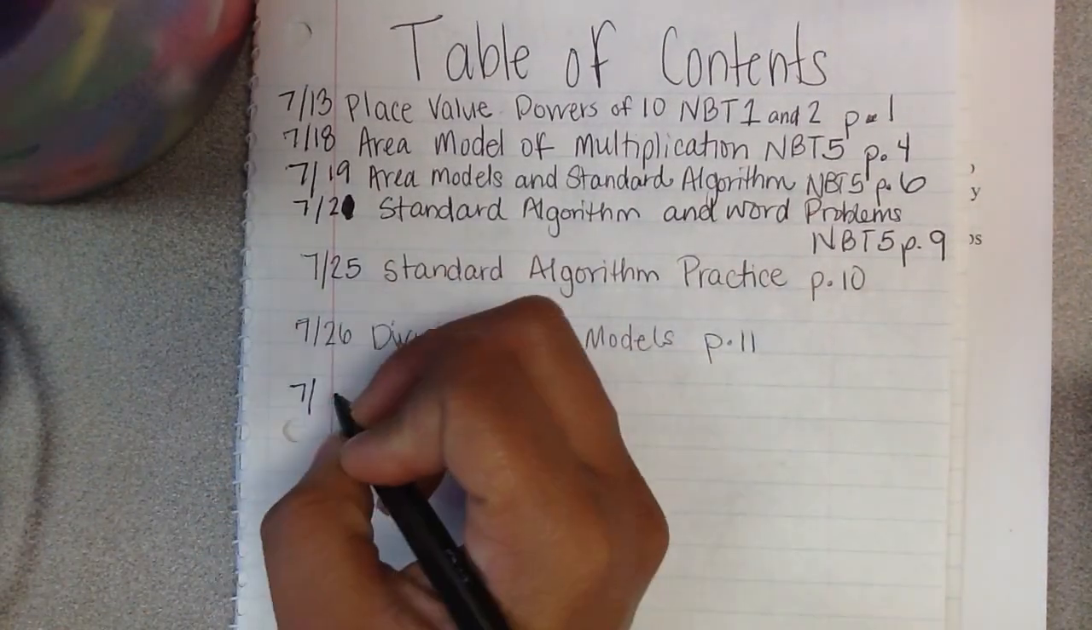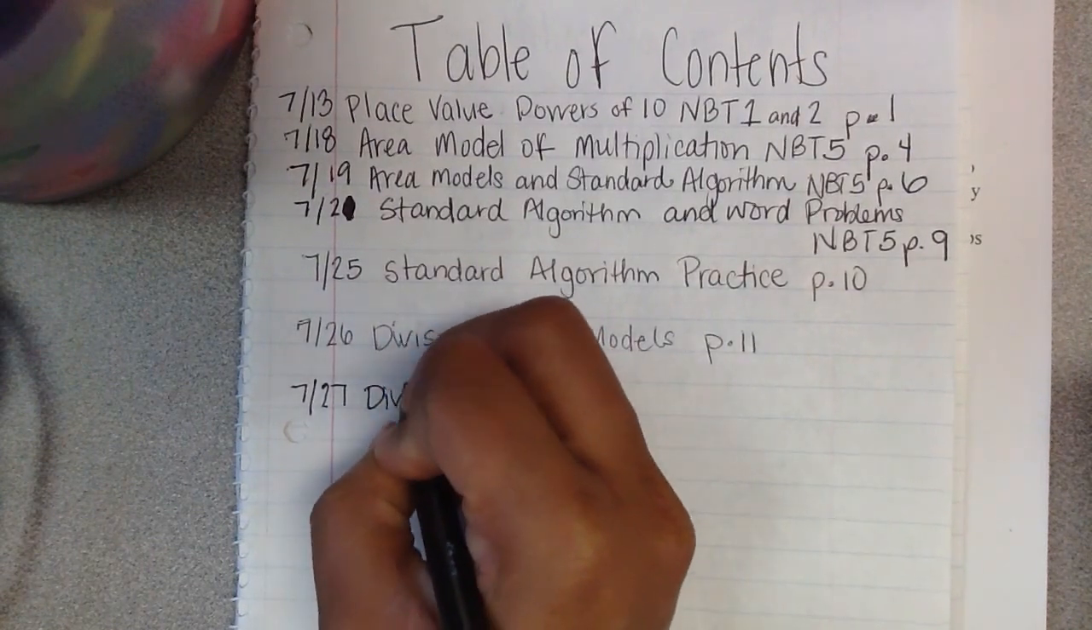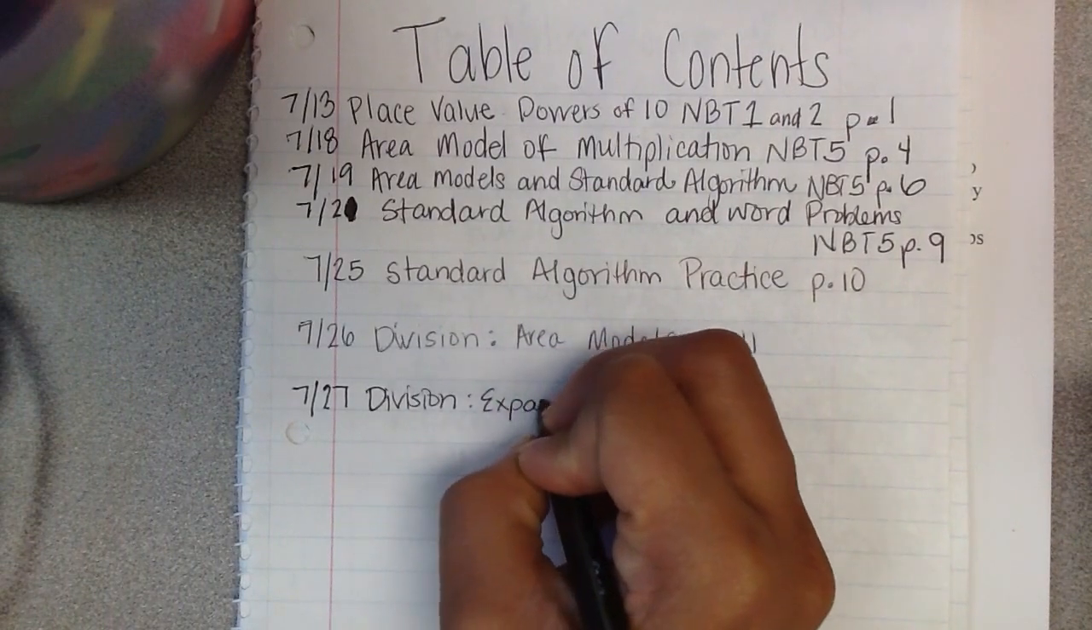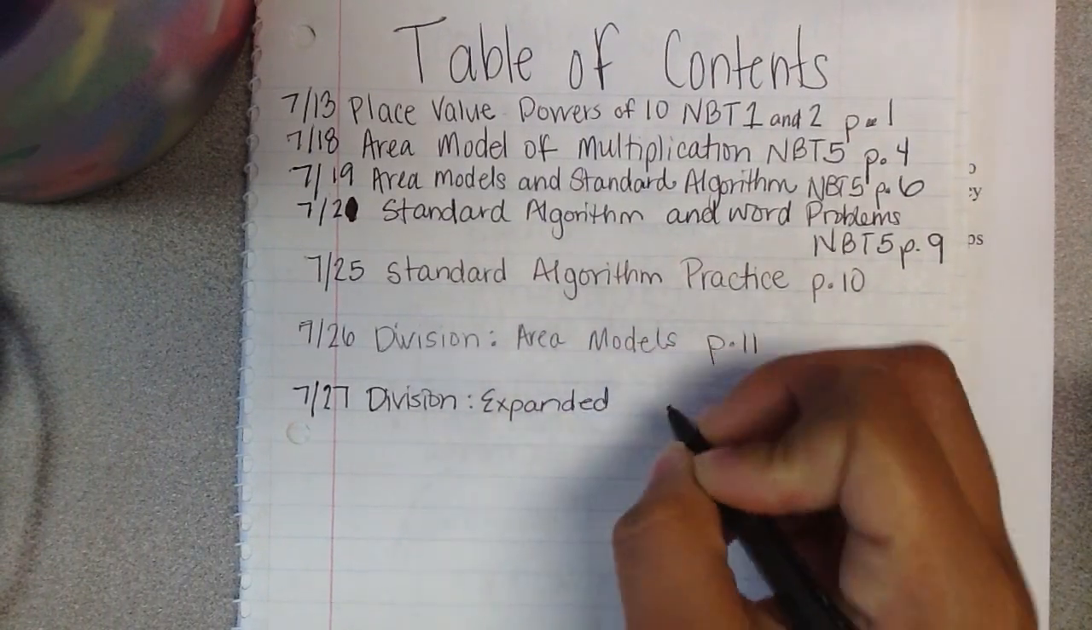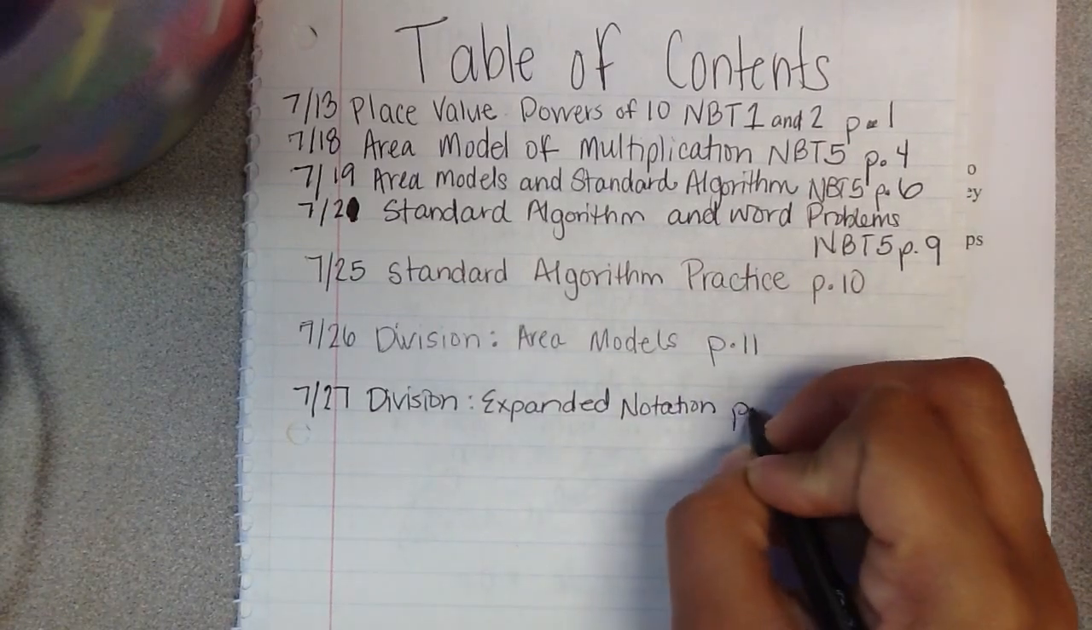So we're going to go to our table of contents and write the date, 7/27. We're going to write division, expanded notation, and for me this is page 12.